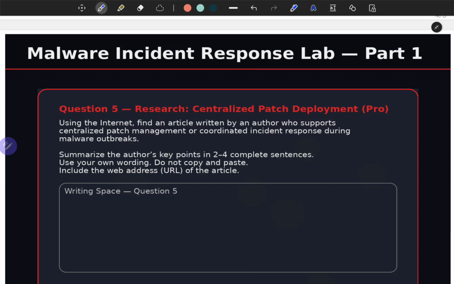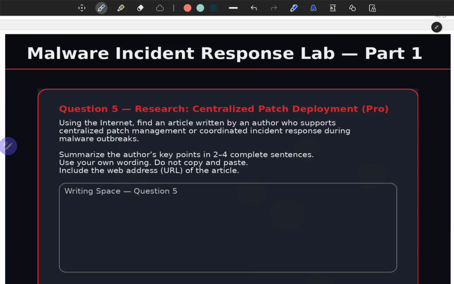But these following questions are more of an essay-based question based on the scenario that we just experienced with the malware outbreak. So for this one, you definitely want to use the internet, because I don't expect you to know this stuff off the top of your head at all by any means. So use the internet, find an article written by an author who supports centralized patch management or coordinated incident response during malware outbreaks. Summarize the author's key points in 2 to 4 complete sentences.